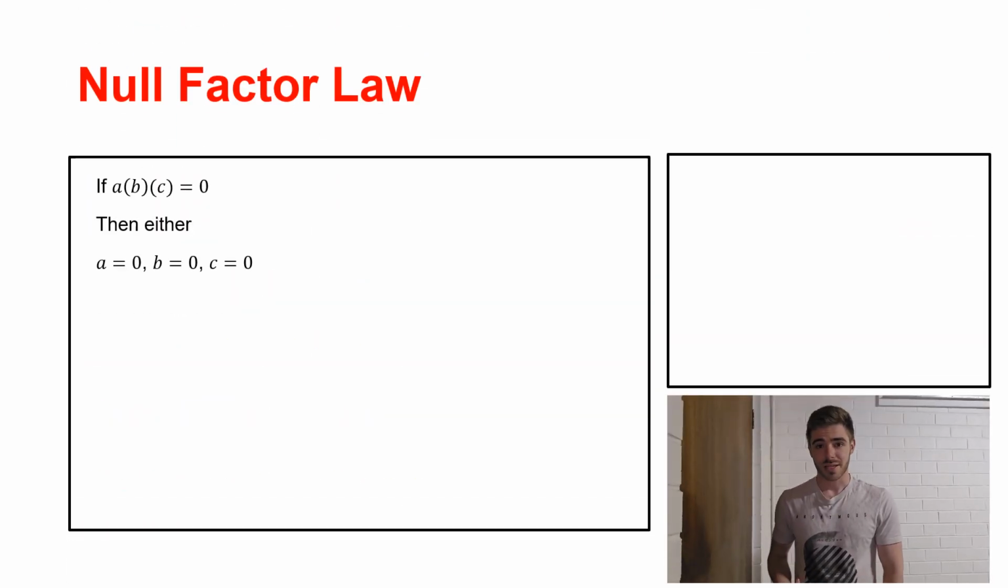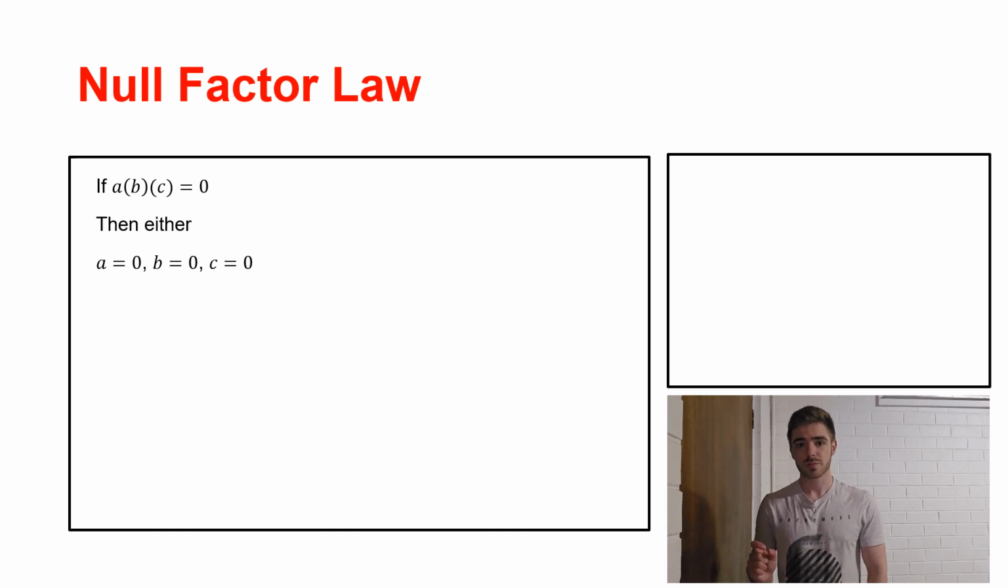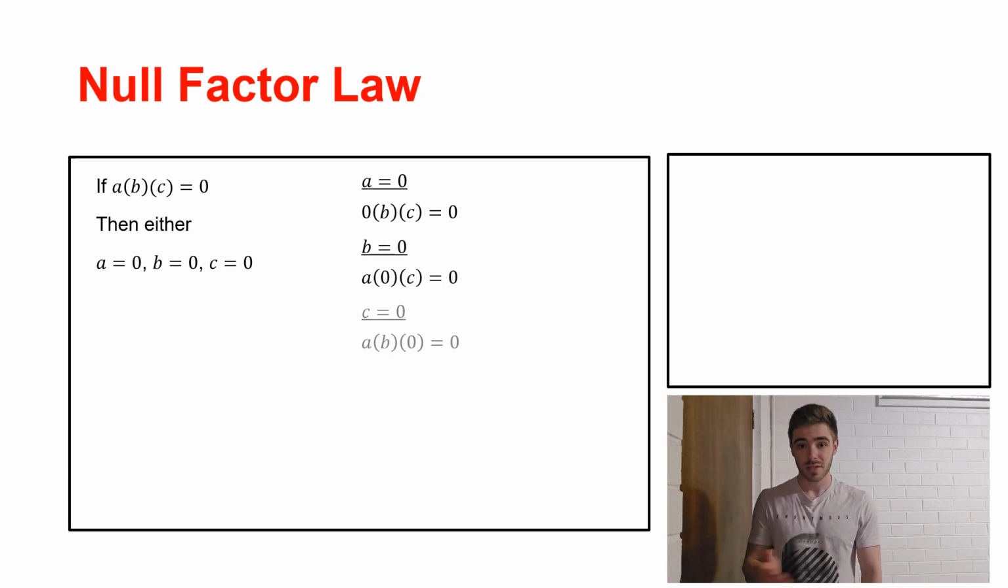The null factor law states that the product of two or more terms can only equal 0 if at least one of the terms in that product is 0. For example, if we had A, B, and C all multiplied together, then if any one of those terms were equal to 0, then the entire product would be equal to 0.